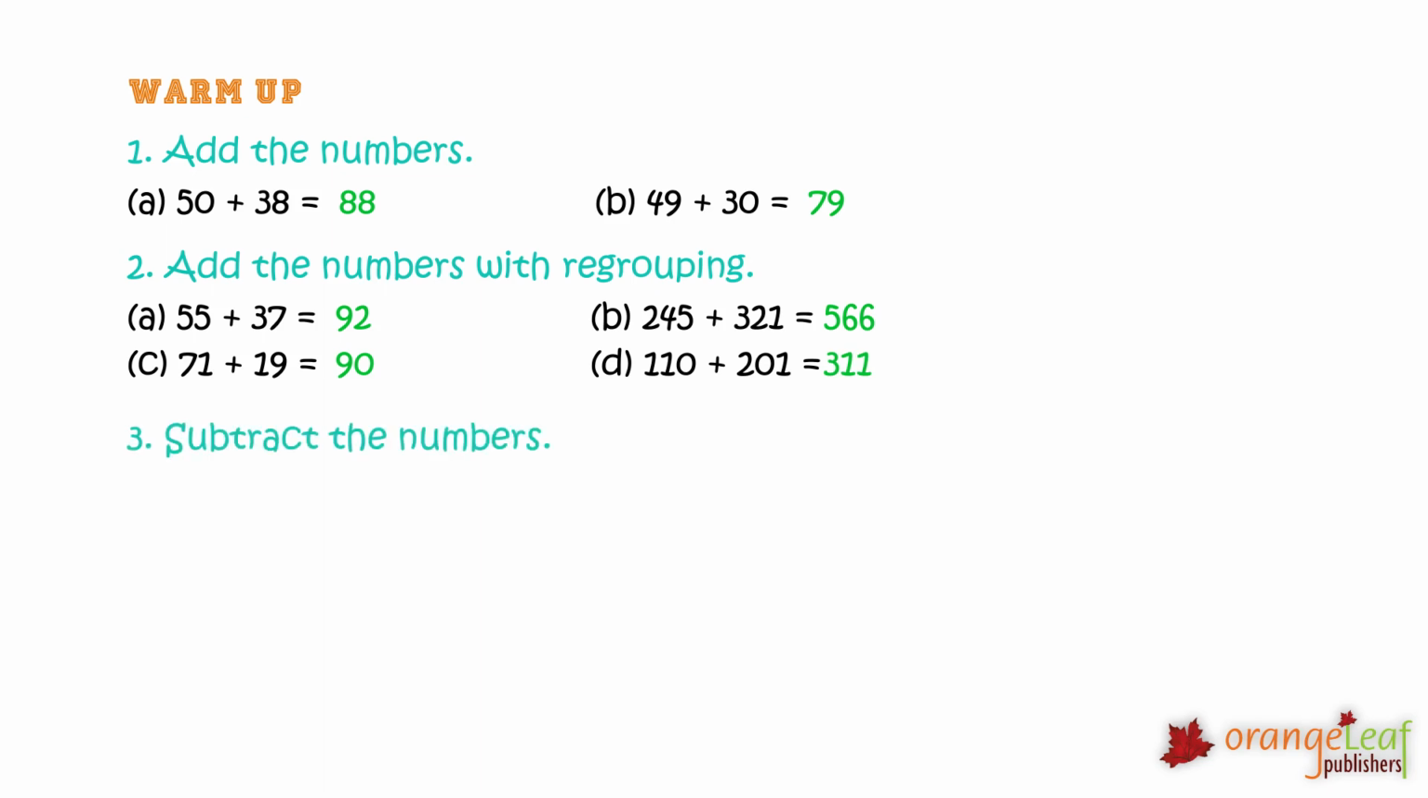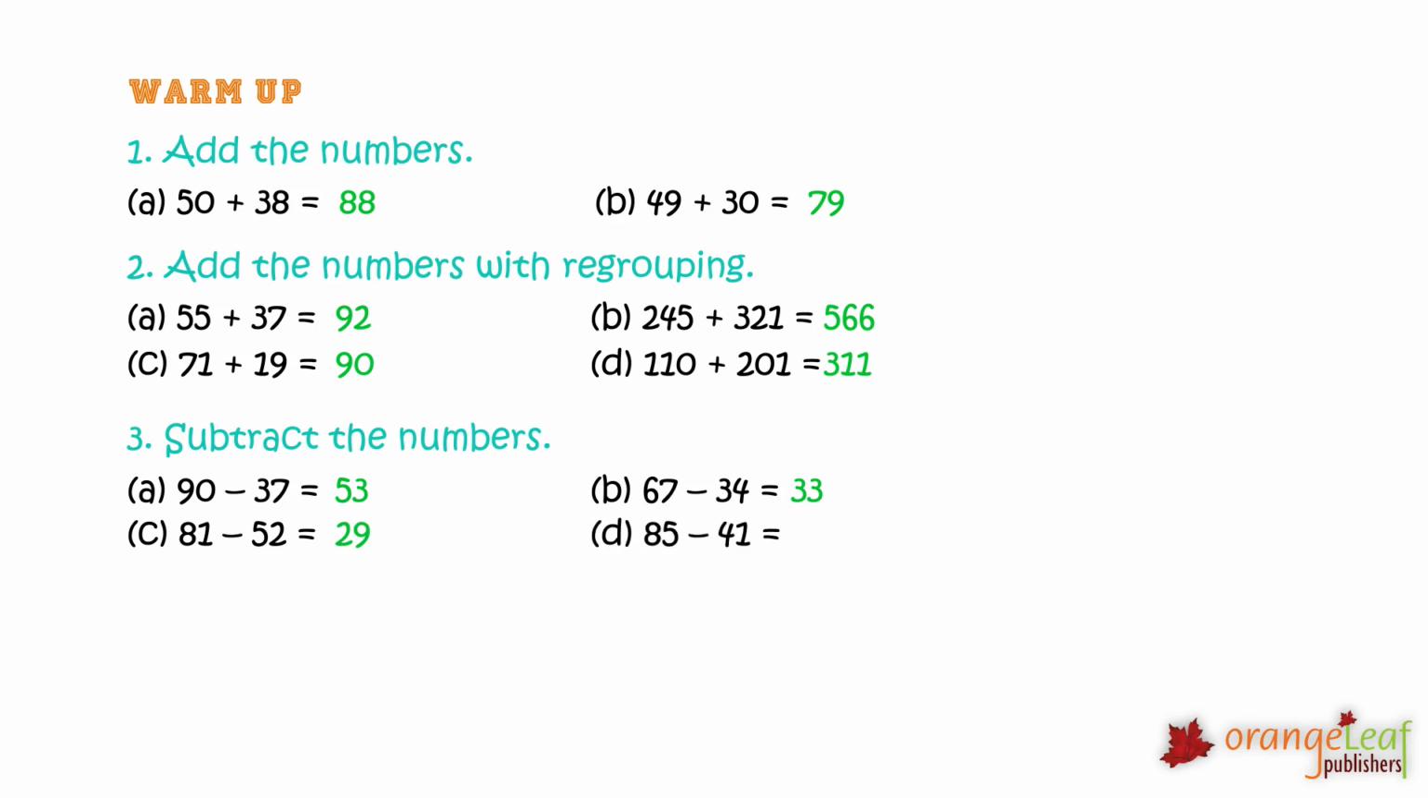Subtract the numbers. A. 90 minus 37. The answer is 53. B. 67 minus 34. The answer is 33. C. 81 minus 52. The answer is 29. D. 85 minus 41. The answer is 44.